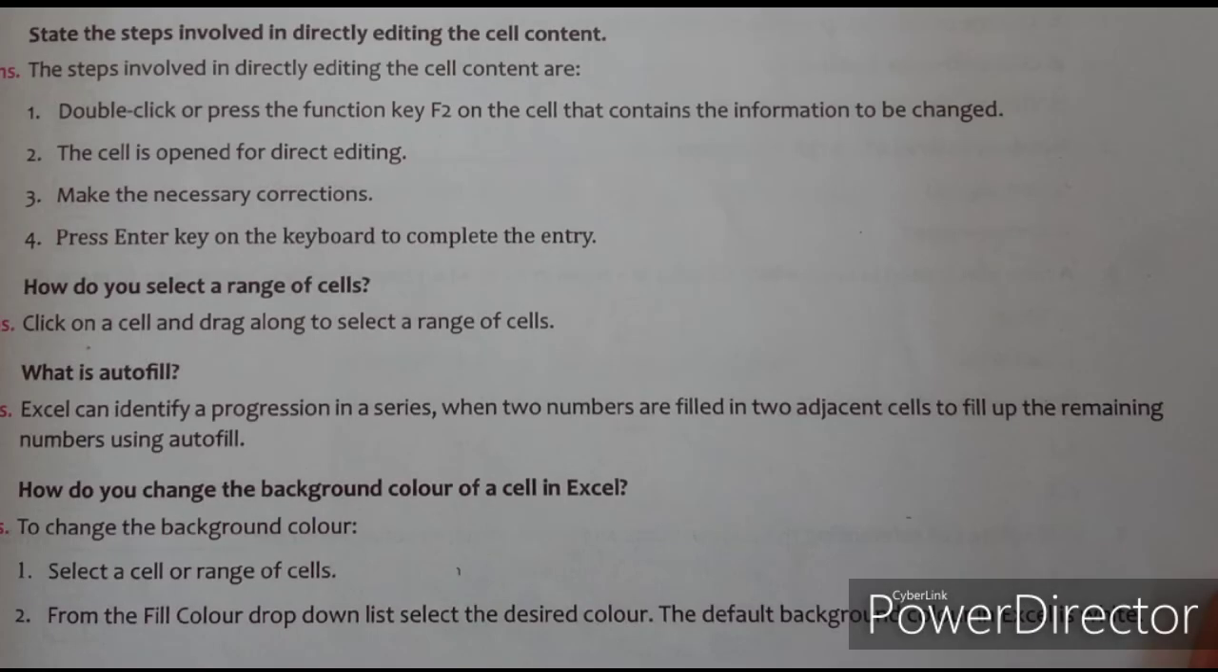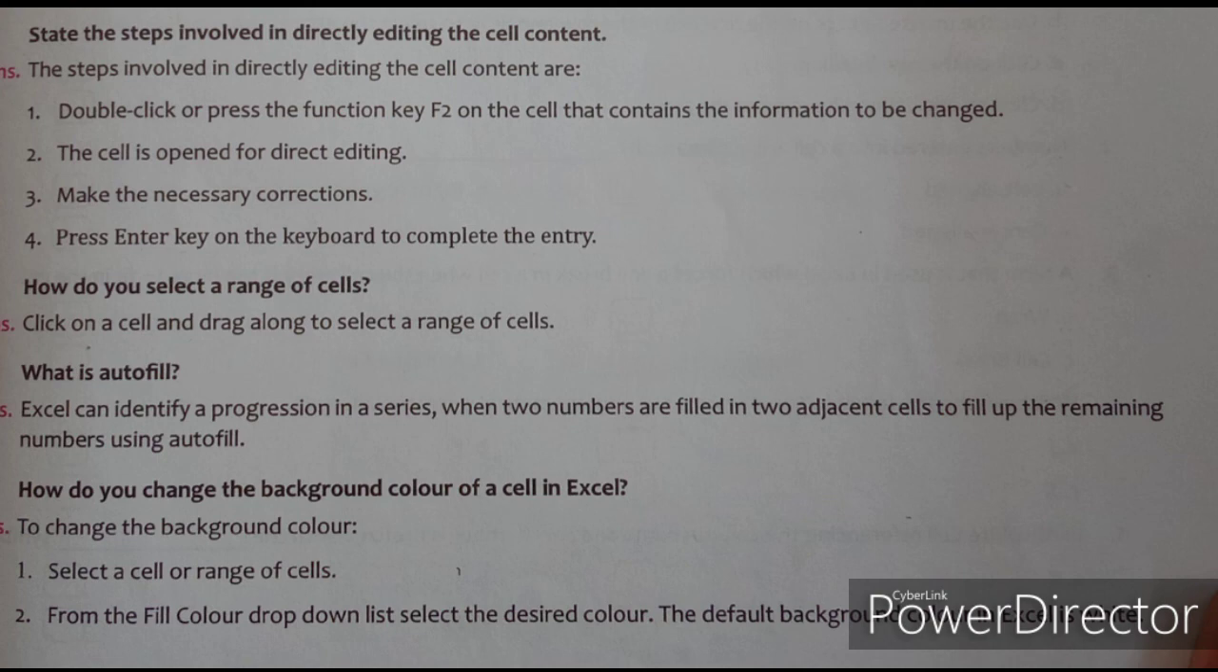State the steps involved in directly editing the cell contents. The steps involved in directly editing the cell contents are: first, double click or press the function key F2 on the cell that contains the information to be changed. Second, the cell is open for direct editing. Third, make the necessary corrections. Fourth, press the Enter key on the keyboard to complete the entry. How do you select a range of cells? Click on a cell and drag along to select a range of cells.